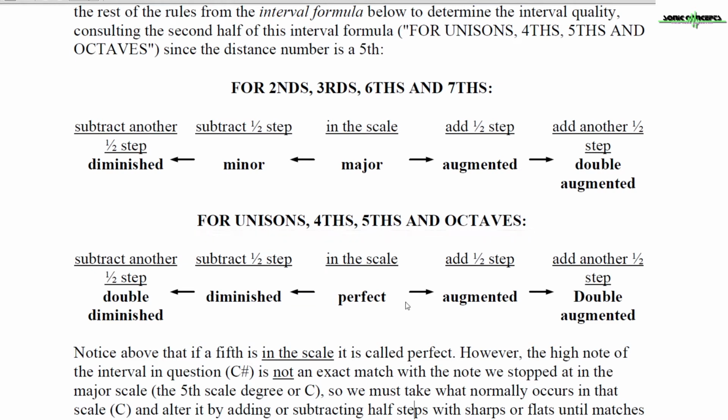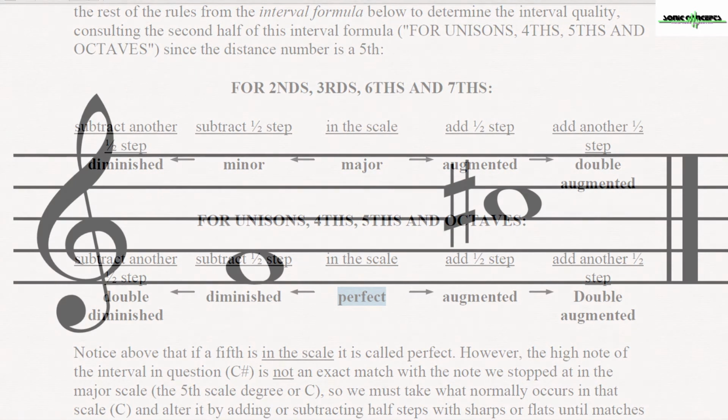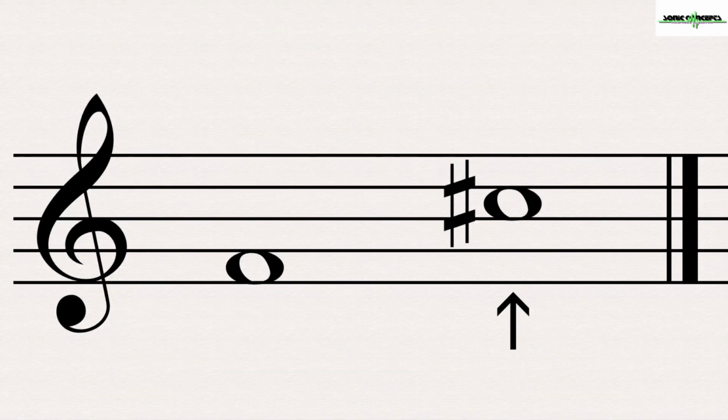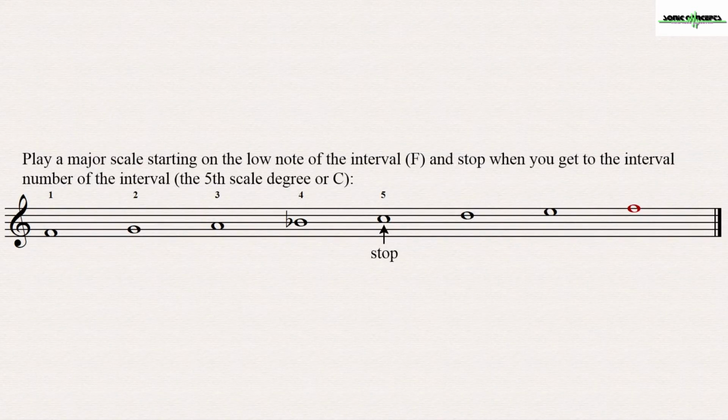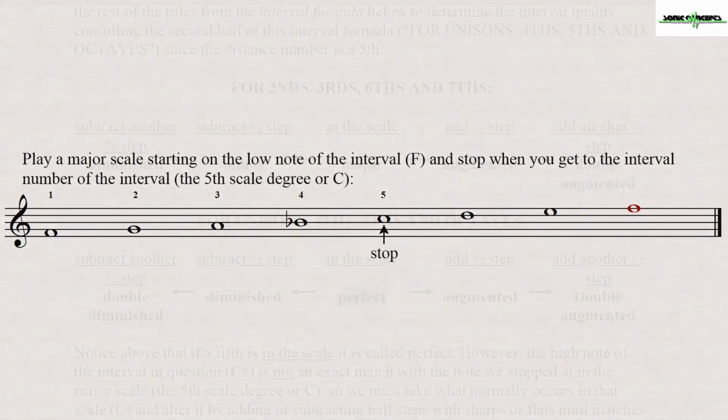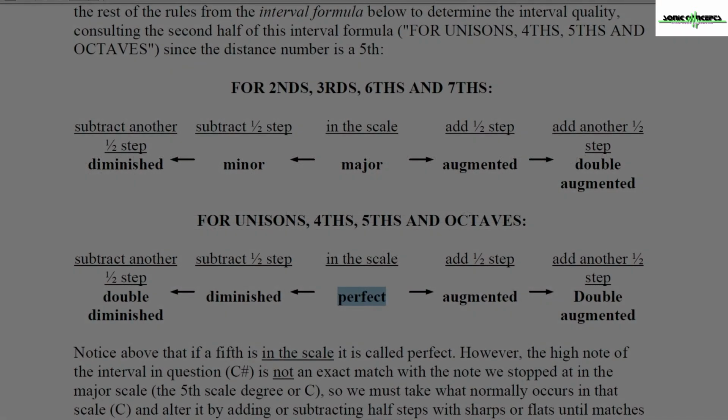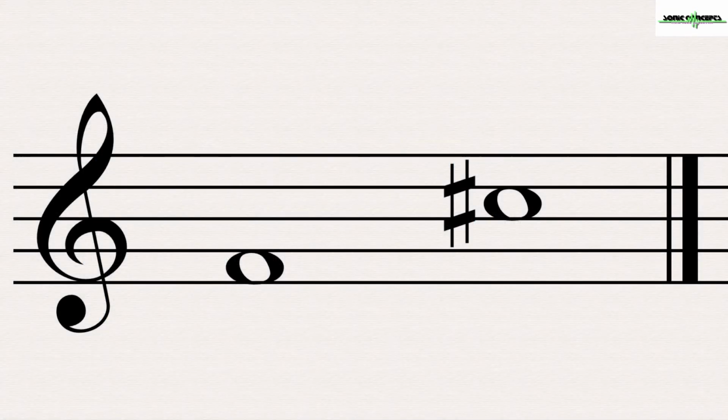Notice the formula states that if a fifth is in the scale, it's called perfect. However, the high note of the interval in question, C sharp, is not an exact match with the note we stopped at in the major scale, the 5th scale degree, or C, so we must take what normally occurs in that scale and alter it by adding or subtracting half steps with sharps or flats, or even naturals, until it matches the high note of the interval in question.